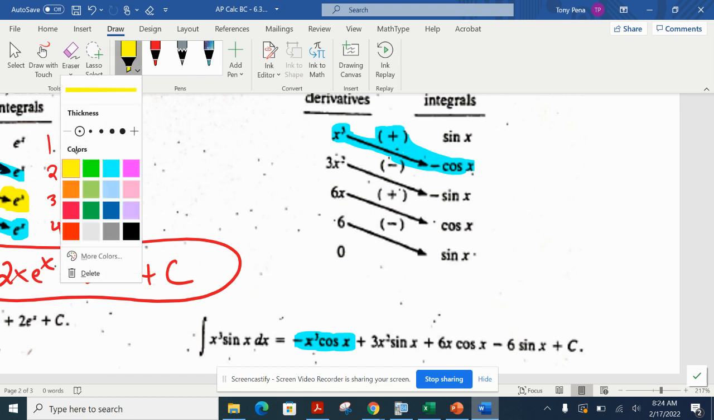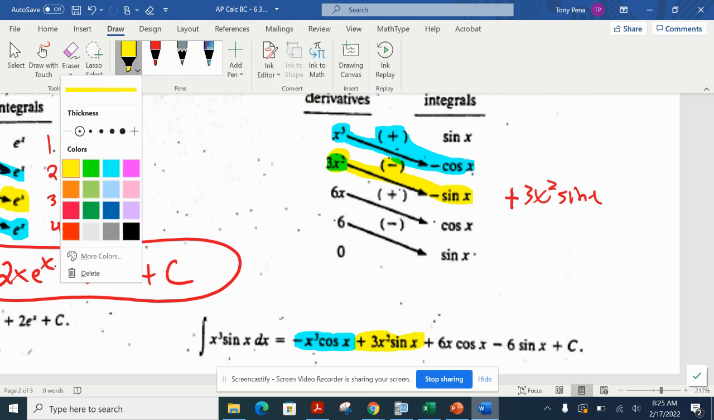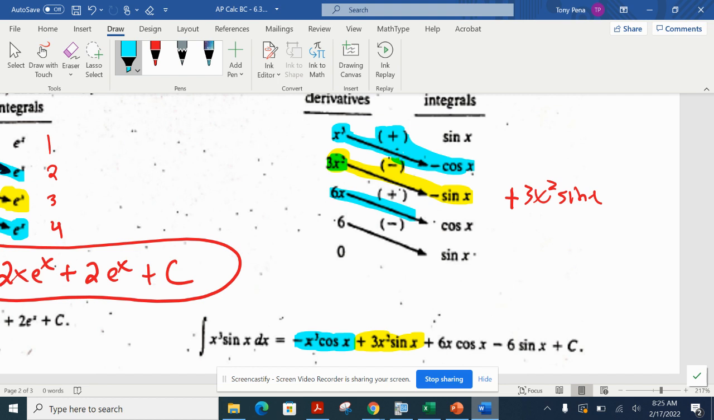And then the next product would have been 3x and negative sine of x. So these guys would normally have been a negative 3x squared sine of x. But since the second sign in our table is going to be negative, that's going to turn this into a positive 3x squared. So that is why down here, you're going to see this written as a positive 3x squared sine of x. If we do the next product, 6x cosine of x, and then you're going to keep that sign. So that just keeps everything positive.